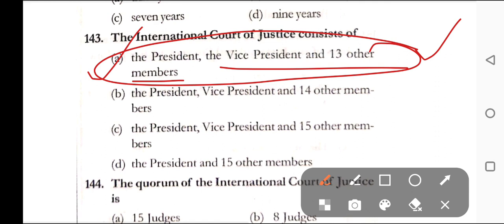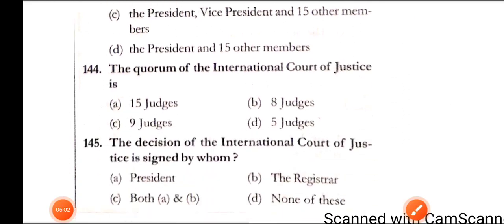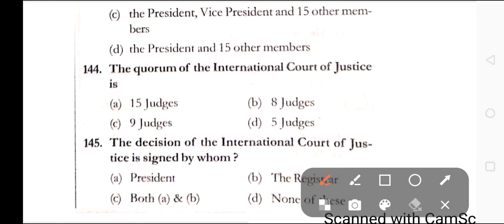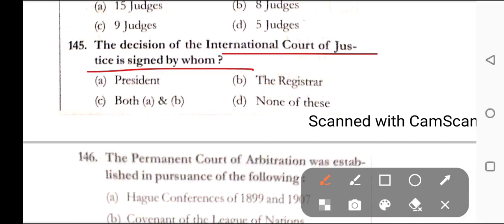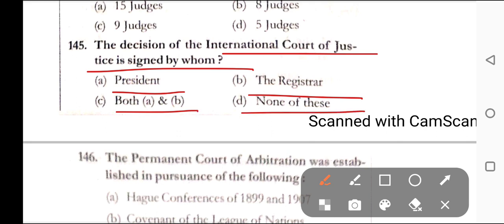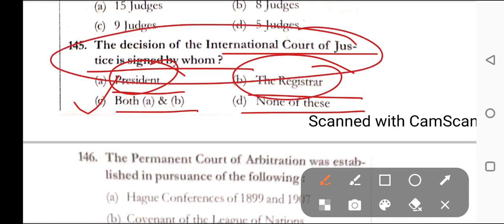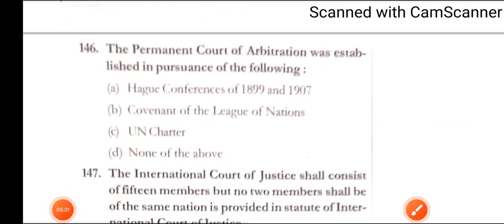Now let us proceed to question number 144. The quorum of the International Court of Justice is option A 15 judges, option B 8 judges, option C 9 judges, option D 5 judges. Correct answer is option C, that is 9 judges. Question number 145. The decision of the International Court of Justice is signed by whom? Option A President, option B the Registrar, option C both A and B, and option D none of these. Correct answer here is option C, that is both A and B, President and the Registrar. The decision of the International Court of Justice is signed by both President and Registrar.